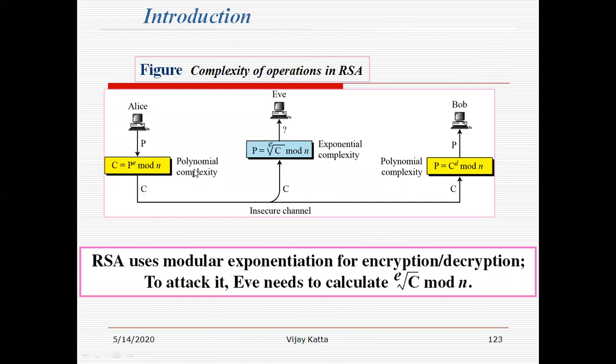Here, this is a polynomial complexity: ciphertext is equal to P power E mod N. For Bob, because he is an authenticated user, P is equal to C power D mod N. But for the hacker, now Eve is working as a hacker. He does not know the value of D. So P is equal to the E-th root of C mod N. Now this is exponential complexity, so it is very difficult to break the RSA algorithm.